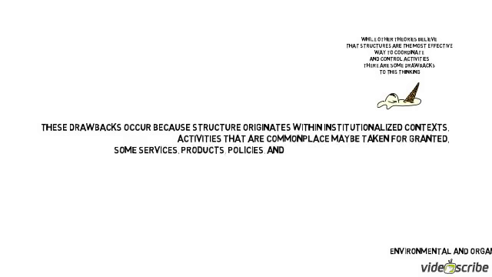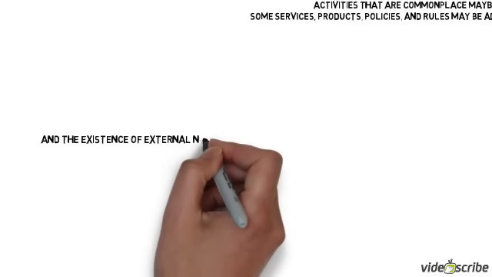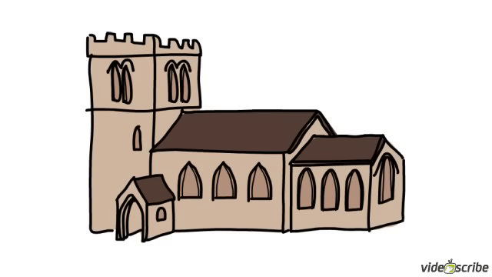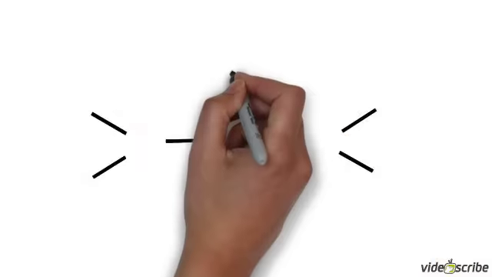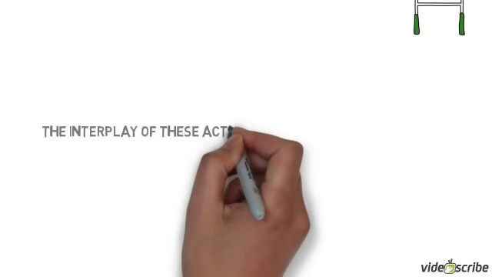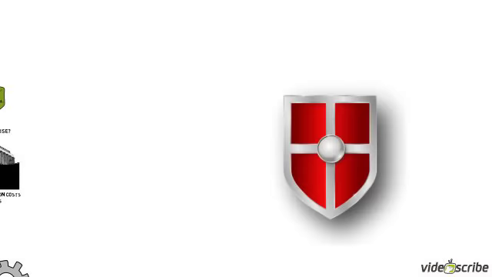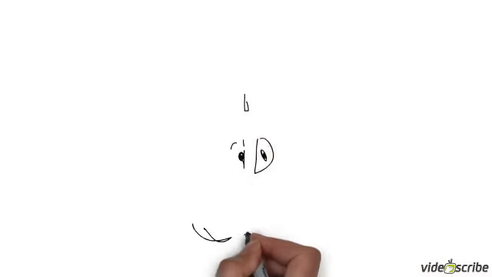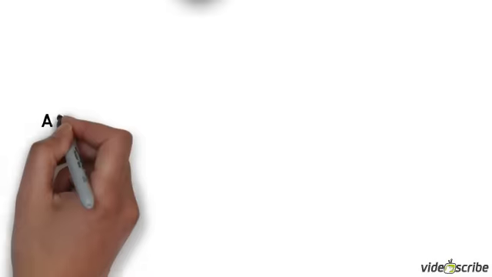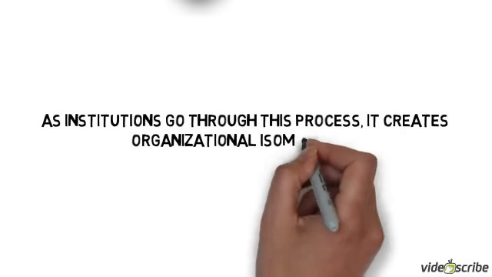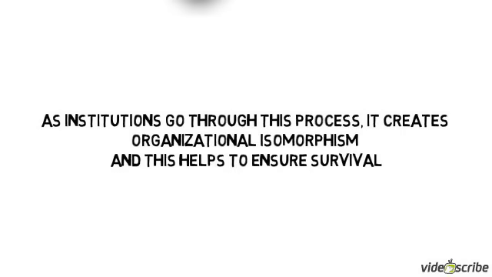Some services, products, policies, and rules may be adopted ceremonially, and the existence of external norms, which are referred to as rationalized myths, penetrate organizations through shaping their thoughts, their actions, and their structure. The interplay of these activities creates a loose coupling between structure and action. The goal is always the protection of the technical core of the institution. As institutions go through this process, it creates organizational isomorphism, and this helps to ensure survival.